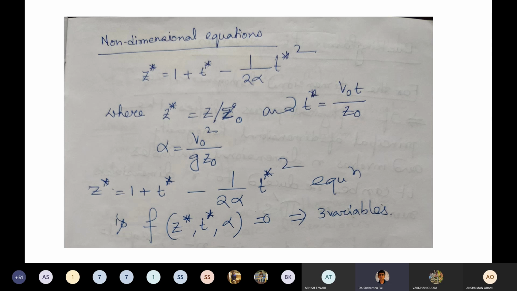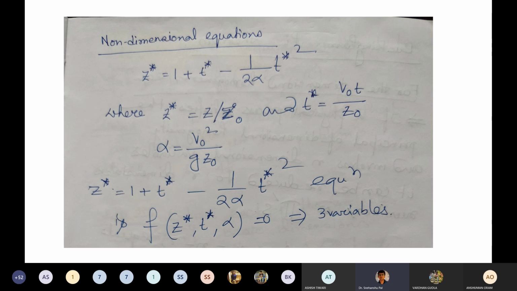And if you go for alpha equal to v0 square by g z0, in this way you can represent the equation in a non-dimensional form, or you can reduce the dimension. So now you have 3 variables, but none of the variables has any dimension. All these variables are dimensionless variables.